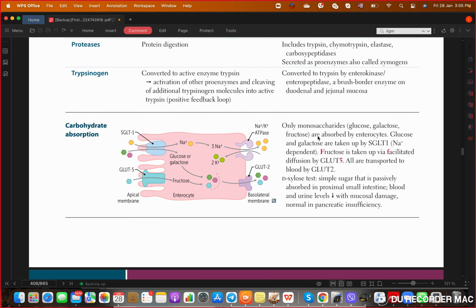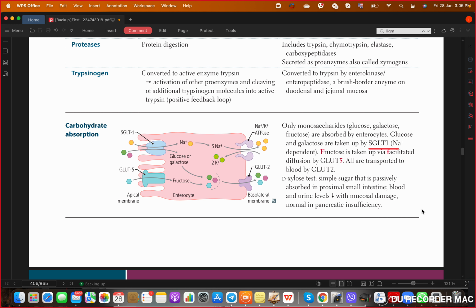So they are absorbed by enterocytes. It's a must to know which electrolyte helps you to reabsorb the glucose. The answer is sodium, okay? So glucose and galactose are taken up by SGLT1.